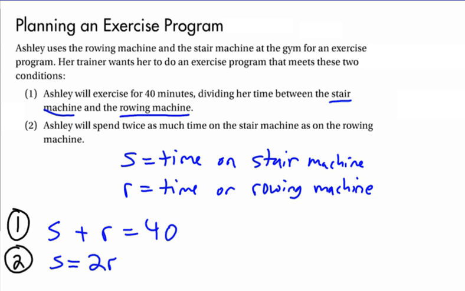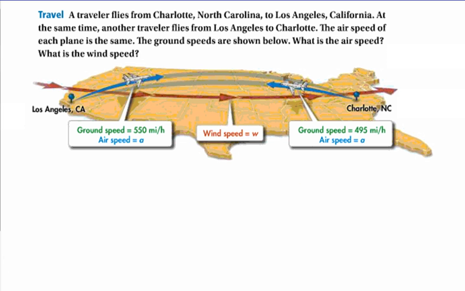Alright. Now we have two equations. That's all we wanted to do. Write equations for them. Let's try another example. This one's going to be a little tricky, but we'll go through it.